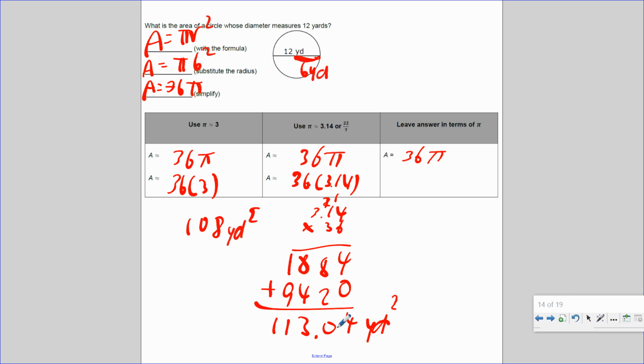So that is how you find the area of a circle. The area of a circle is pi r squared. You substitute the radius, and then you simplify it, and then you have your answer. You can either use pi as 3, pi as 3.14, or leave it in terms of pi.